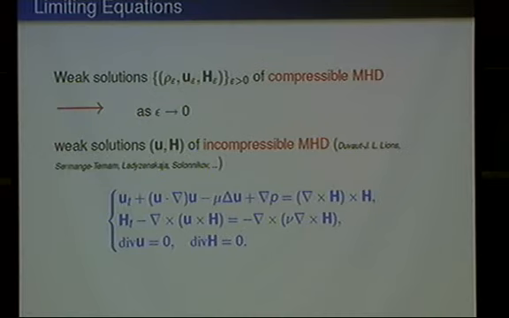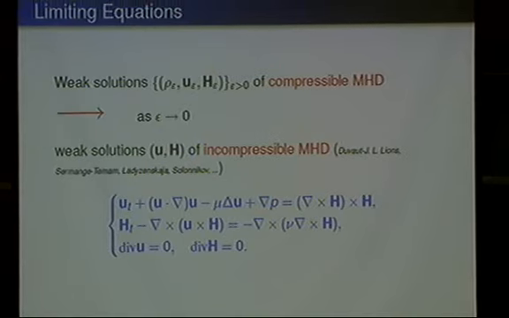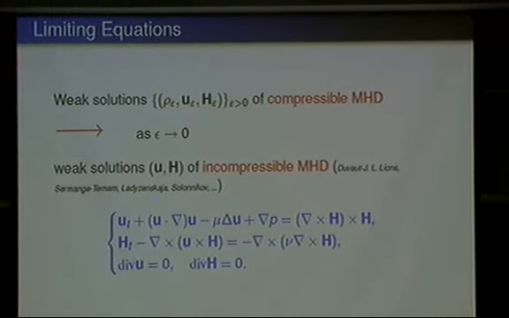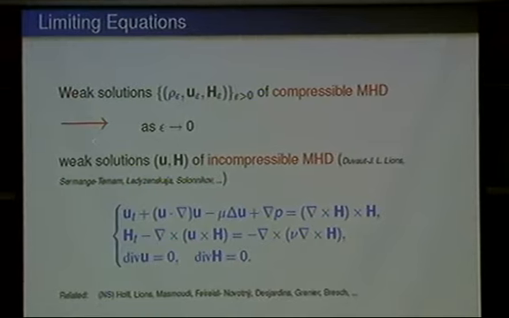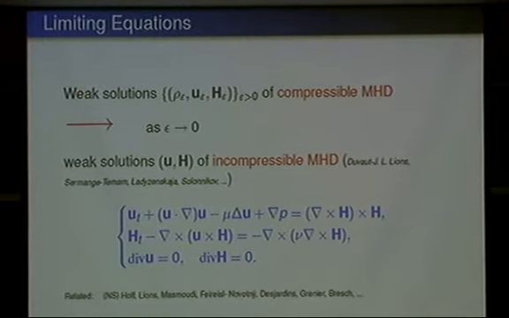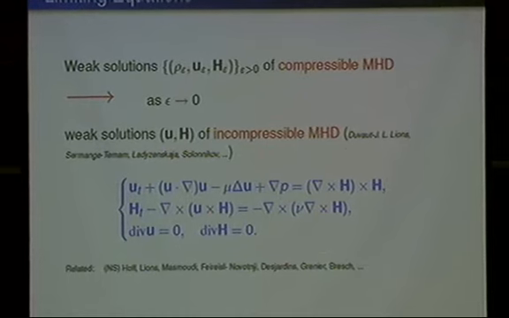Of course, the existence for this incompressible MHD was obtained by many people. So I just quote some of them, and there are many other papers also related to the existence of incompressible MHD in different settings. And so you get this incompressible MHD as the limit. Related to this, of course, is the Navier-Stokes incompressible limit, which is not studied as much here.